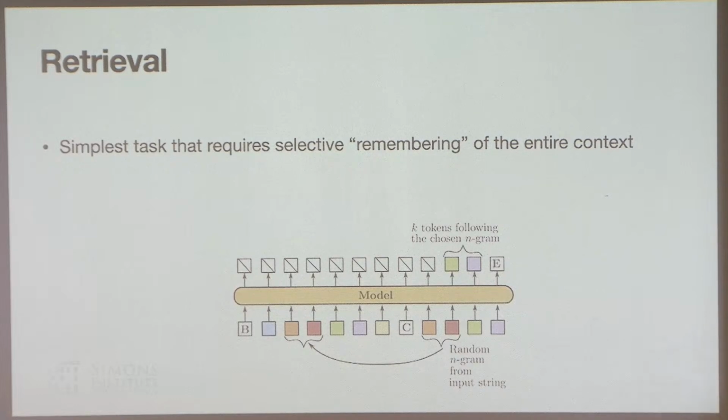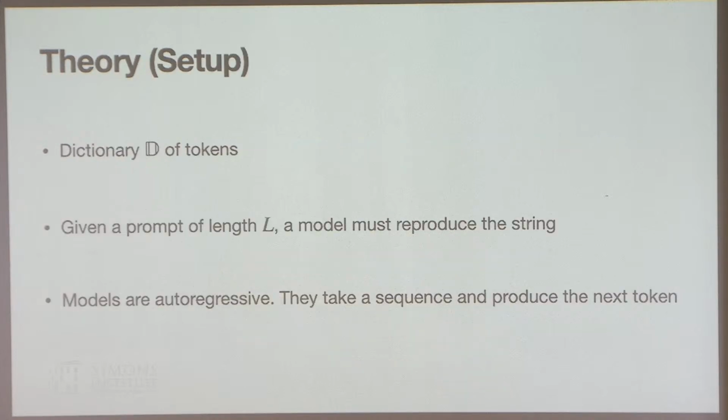And the related task is retrieval, which is in some sense similar to copying. I give you a sequence of tokens, and then a key, which would be another short sequence, a short n-gram or sequence of n tokens from the input context, and you need to complete it, like provide the next k tokens from the input context that appeared after this. Also a very simple task, and you can see how these two tasks are related. Yeah, so I'll start with the theory results.